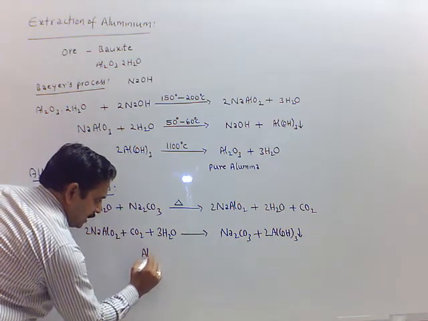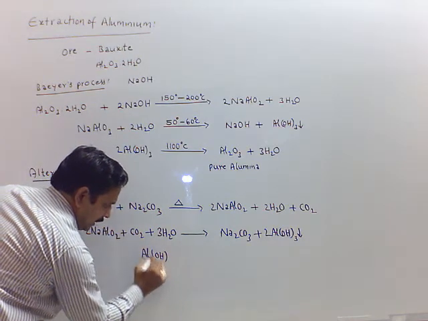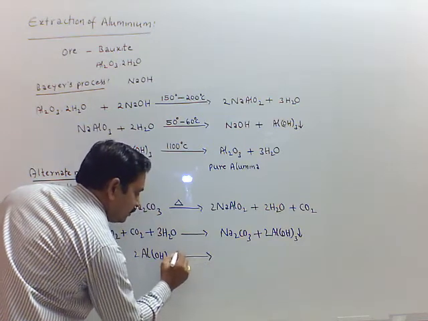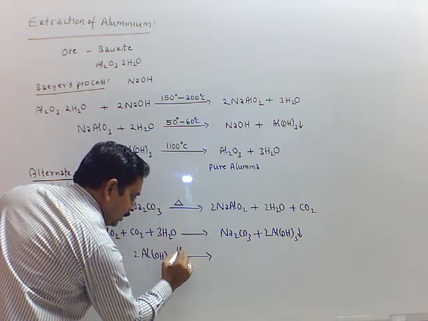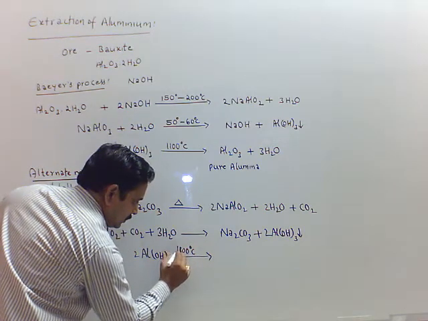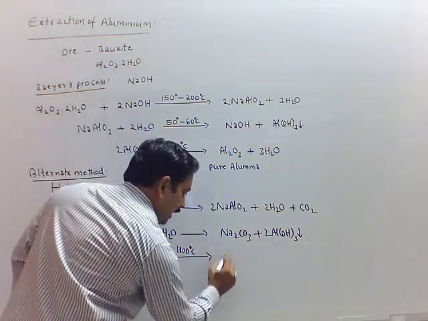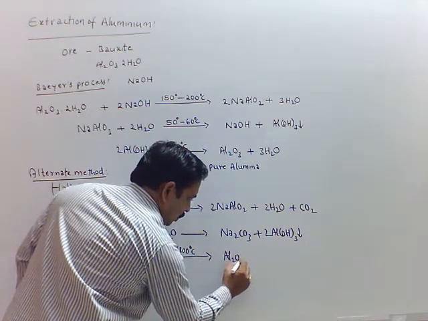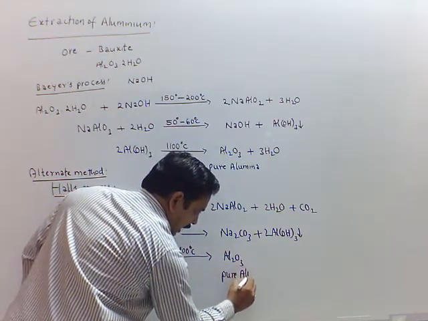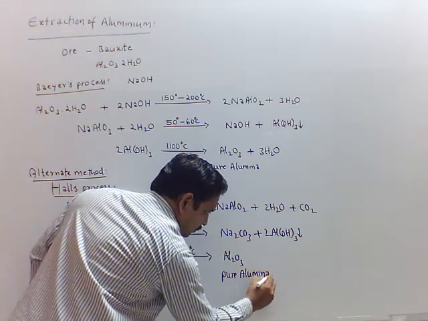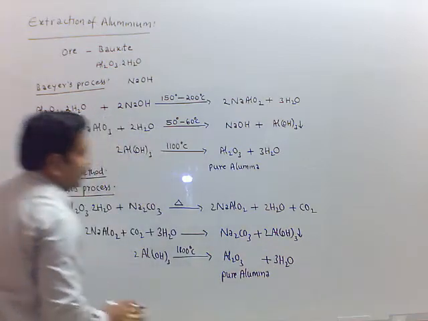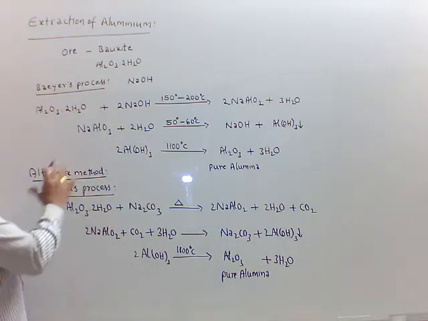Again, the third step is the same: aluminium hydroxide upon strong heating up to 1100 degrees Celsius we get Al2O3, which is pure alumina, and 3H2O. These two are only dressing of the ore.